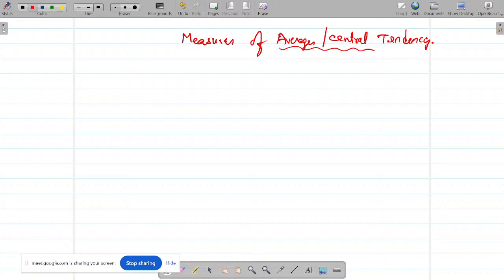Measures of averages, or we can use the term central tendency. The session is a very, very important session. You have to give keen concentration on today's session, but don't get yourself deviated. Measures of averages, or the term which you can use here is central tendency.